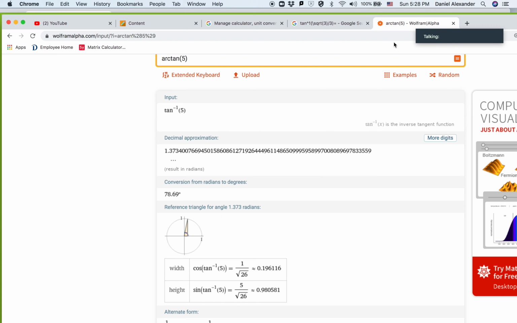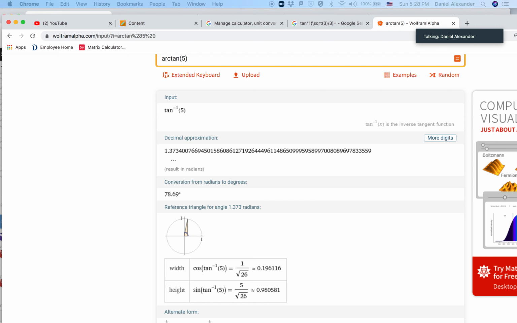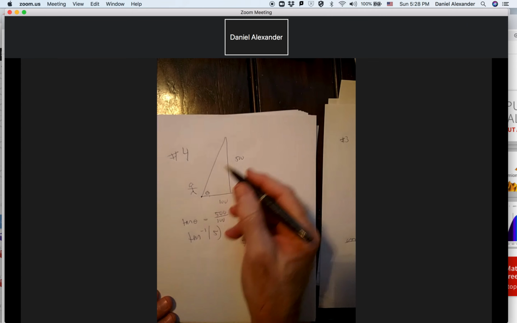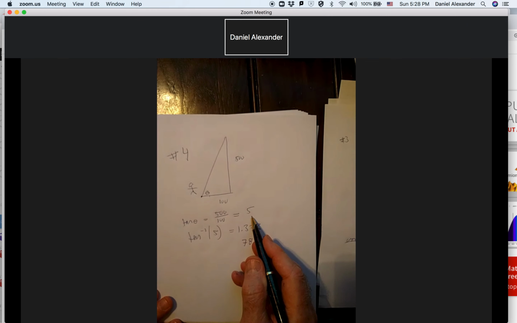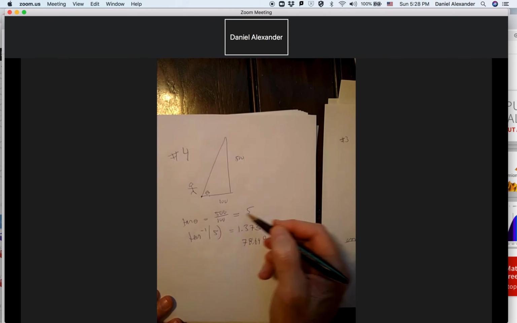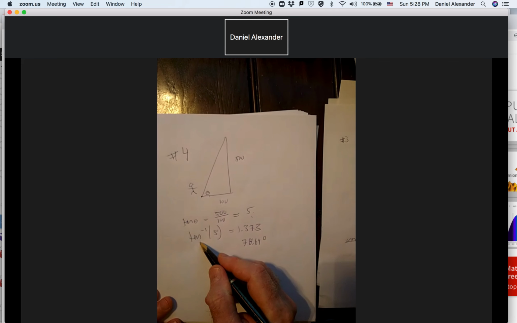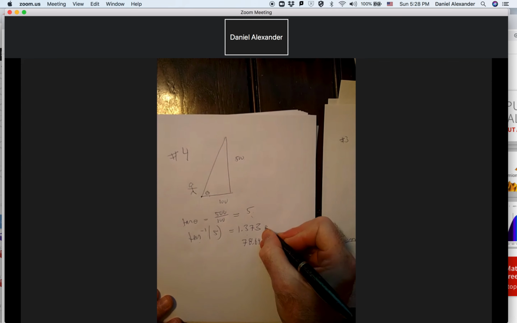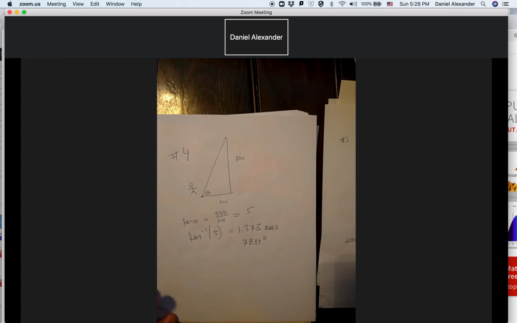Okay, so again, I'm going to go back, stop the share. I just wrote down the answer. This was our picture. This is what we set up, opposite over adjacent 5. We looked this up, and we got this many radians. And again, you don't write radians, but I kind of like to do it sometimes, just so we know what we're talking about. And then that's the degrees.